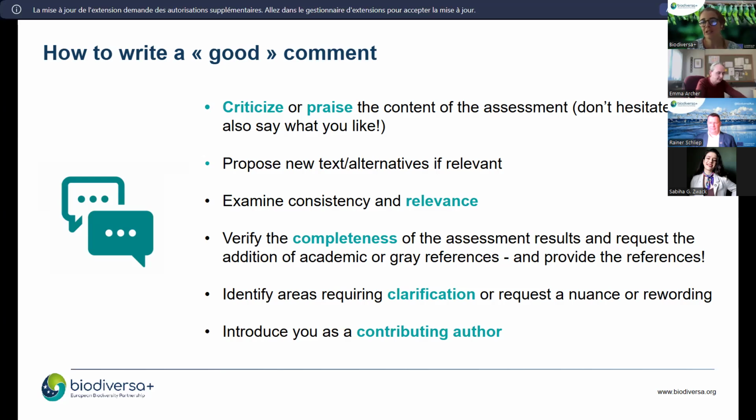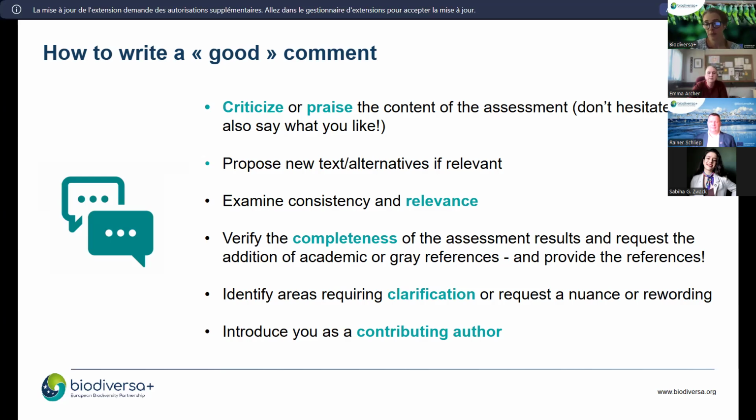Verify the completeness of the assessment results and request the addition of academic or gray references. So whatever you know, whatever you wrote, you can submit it, and of course provide the full reference, the DOI. Or if it's gray literature, you can write the comments and send an email to the TSU or Secretariat, to send it in a separate email to make sure that it is received to be cited.